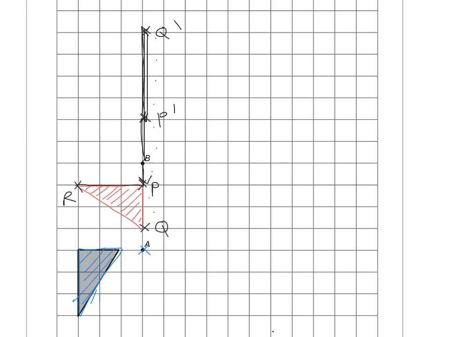And then rather than counting 6 units left, we count 6 units right. So 1, 2, 3, 4, 5, 6. And this gives us our enlarged triangle with the correct scale factor.